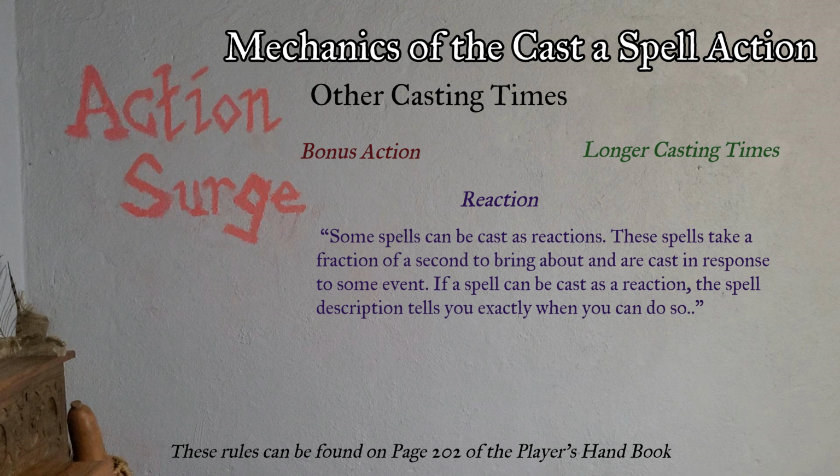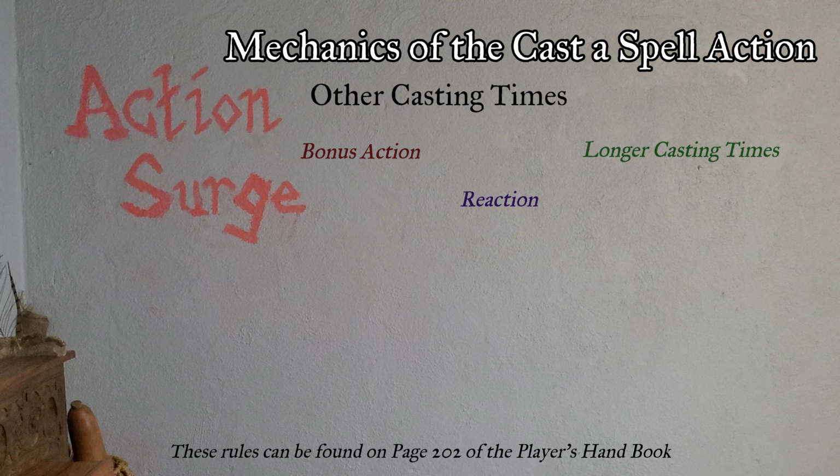Some spells can be cast as reactions. These spells take a fraction of a second to bring about and are cast in response to some event. If a spell can be cast as a reaction, the spell's description tells you exactly when you can do so. As a note, we have not talked about reactions yet. Reactions are something that can happen on your turn, but typically happen not on your turn. You get 1 reaction per round, and it comes back at the beginning of your turn. If for whatever reason you happen to cast a reaction spell on your turn, you cannot do so again until it's your turn again in the initiative order.